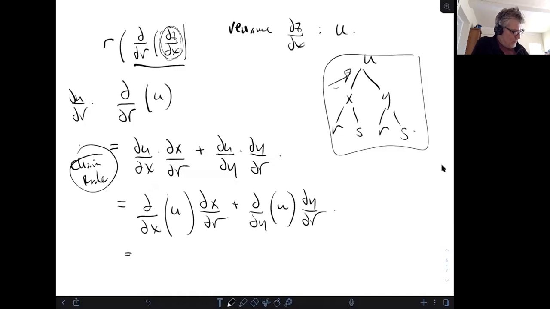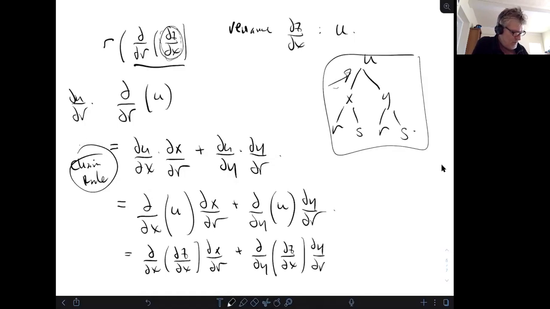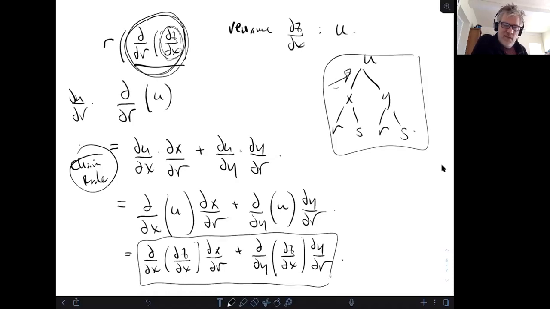But now I'm going to rewrite, instead of u, I'll just put del z del x. So this is del x of del z del x, times del x del r, plus del y of del z del x, times del y del r. Okay, so this is what I got on my previous slide. So the partial derivative of del z del x with respect to r, applying the chain rule, will give you exactly this. Does that make sense?